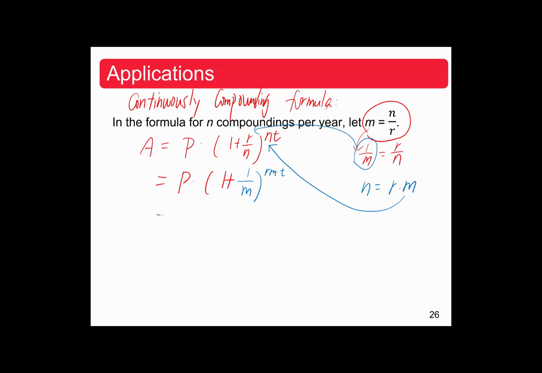Now if you separate it really quickly, 1 plus 1 over m, we can raise the exponent, separate those powers: separate m from rt, and it becomes rt right here. We're going to take a look at this particular element inside the parentheses. This is where e comes from. This is our intermediate result by setting m equal to n over r.